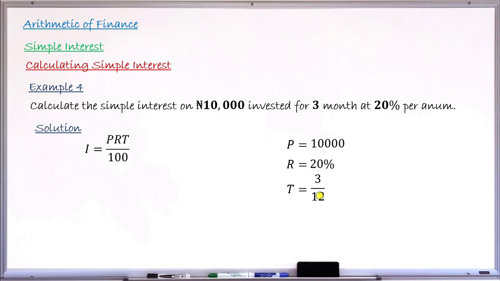So we now substitute in this formula. I have my P, 10,000, multiplied by R, 20, multiplied by T, look at it, it's now times 3 over 12, all over 100. It's this that I'm going to simplify to get my I. When you do all this simplification correctly, this is what you are going to have as 500 naira. So this will now be the interest. This 10,000 will earn just 500 naira in 3 months. Let's just take the final example.